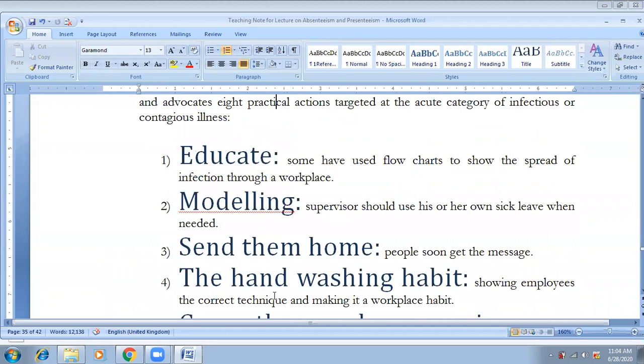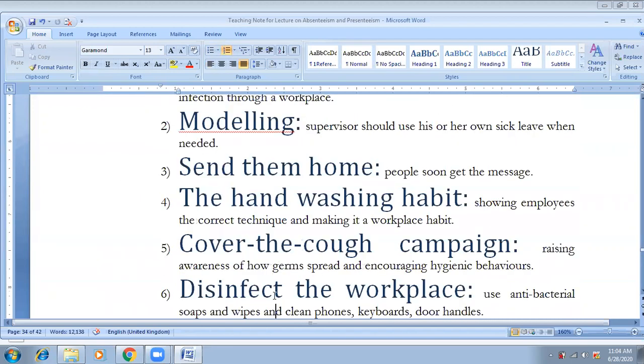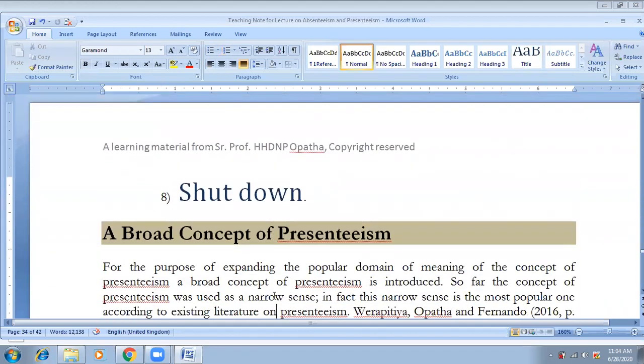Right. Now the time is 11:04, but let me finish this.